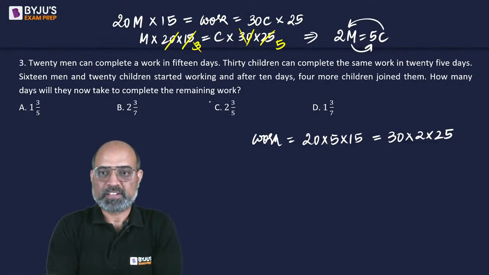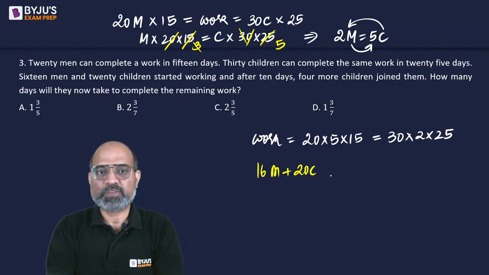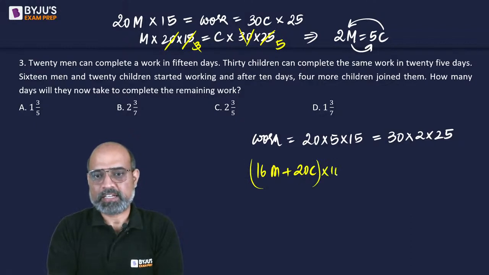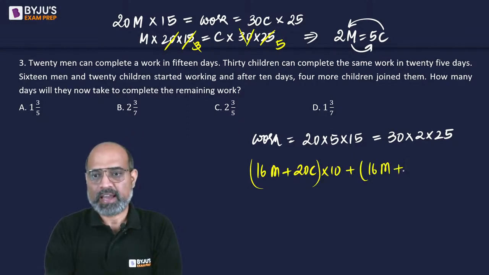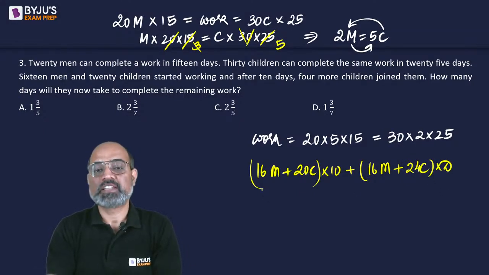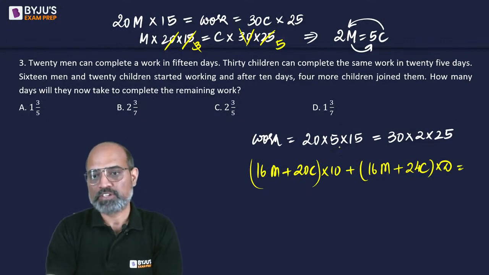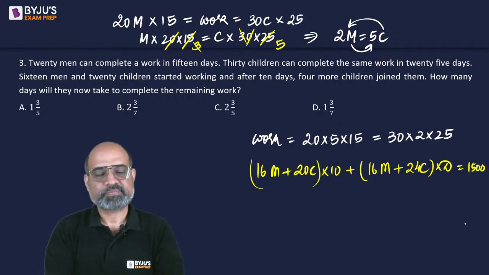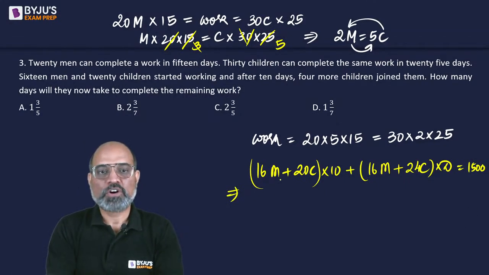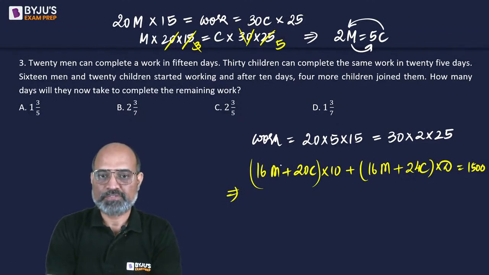Now what is given further is that 16 men and 20 children start working, and after 10 days, that means they worked for 10 days, 4 more children join in. So now we will be having 16 men that are going to work, and instead of 20 children, we will be having 24 children. So question is, in how many days are they going to complete the same amount of work, which is going to be the product, which we just saw is 1500, right? So let's put in the value of M and C as 5 and 2. So this is 5, this is 2, this is 5, this is 2.